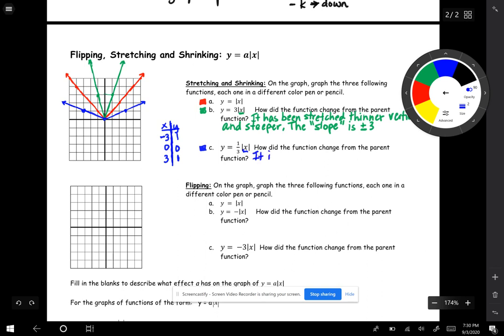It is wider. We use words like narrower or wider. So in problem B, I said stretched thinner. You could have said narrower. It is wider and less steep. The slope, again in quotation marks, is positive or negative 1/3. Because remember, to find the slope you do rise over run. So from here, you would rise 1 and run 3 to the right to get to the next point.